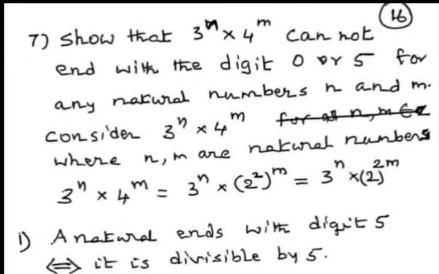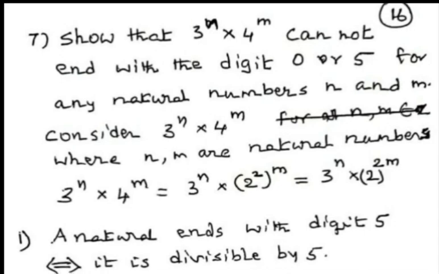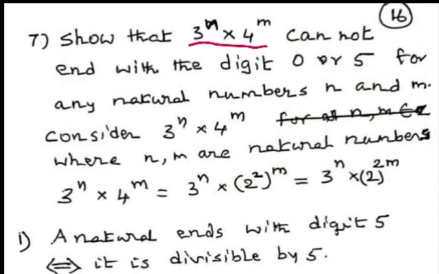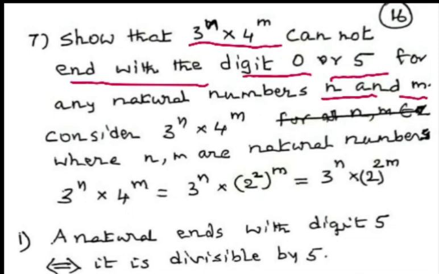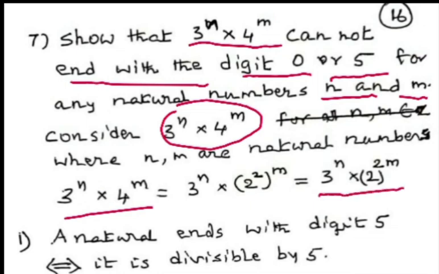Show that 3 power n multiplied by 4 power m cannot end with digit 0 or 5 for any natural numbers n and m. Now we consider this number, 3 power n multiplied by 4 power m, where m and n are natural numbers. The given number can be written as 3 power n multiplied by 2 power 2m.